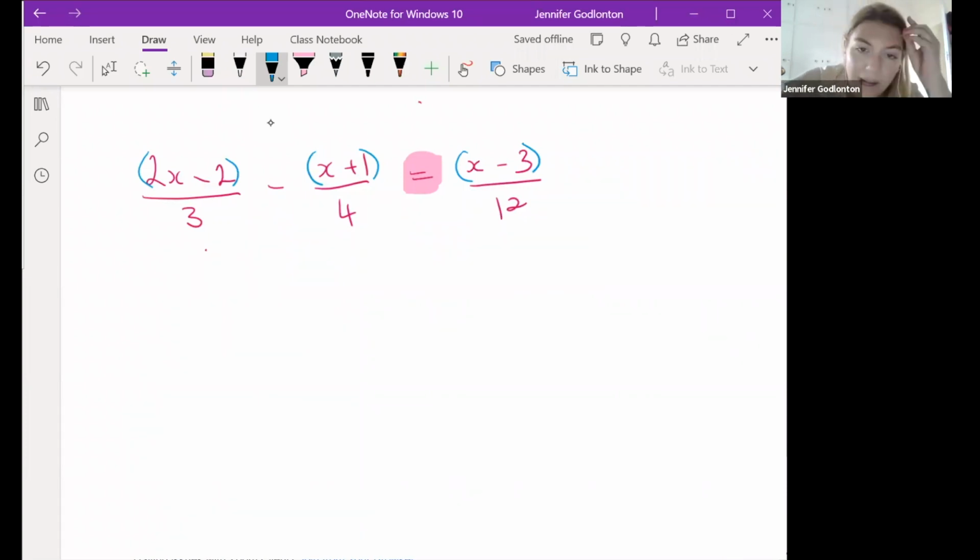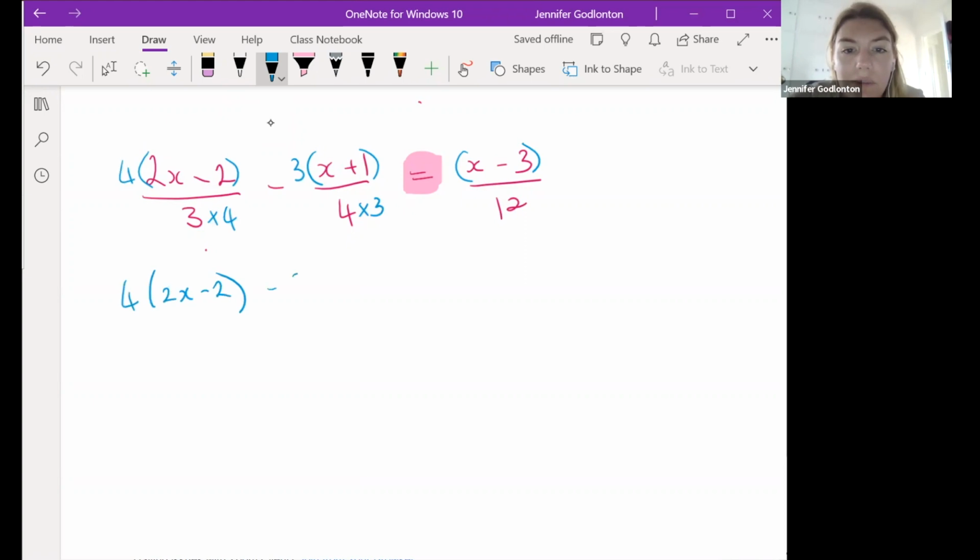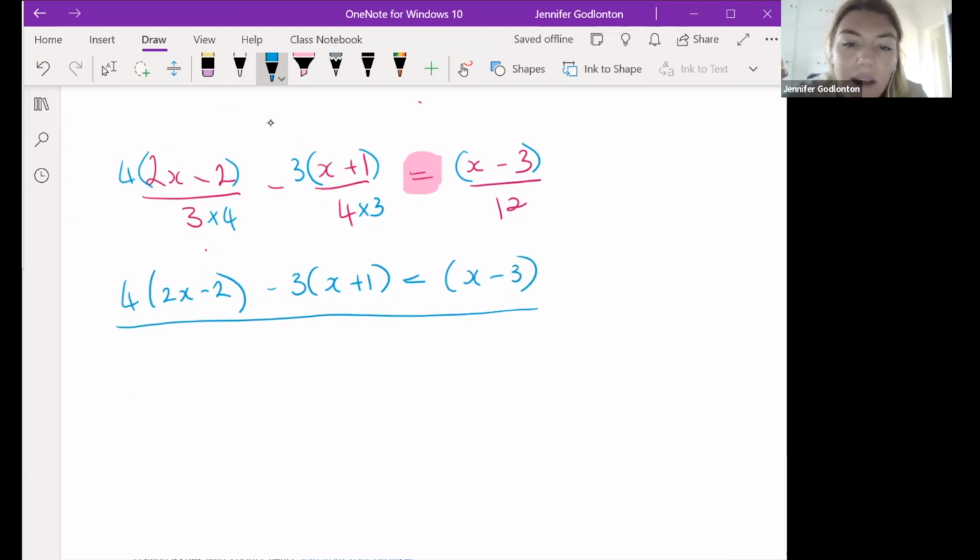All right. What is my common denominator in this question? 12. Good. So we multiply the first by 4, the second by 3, and the last by 1, so we don't need to do anything there. Now I have 4 times (2x minus 2) minus 3 times (x plus 1) is equal to (x minus 3), all over 12. Because it's all over the same thing, we don't need to write it. It's like it doesn't exist.